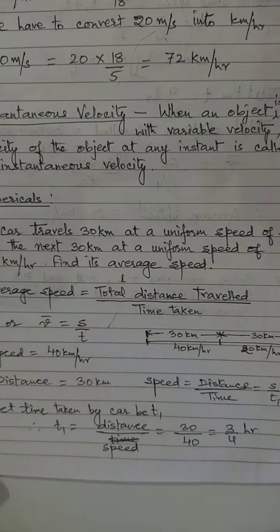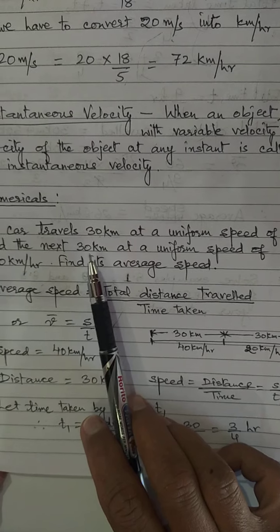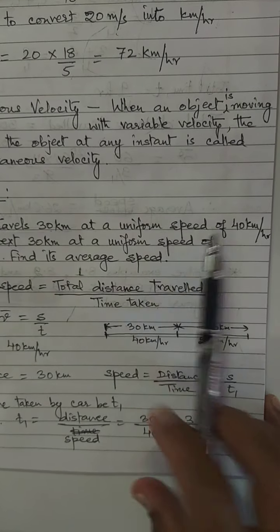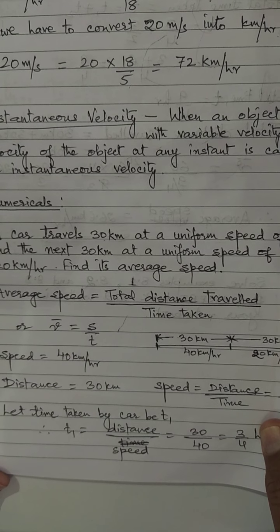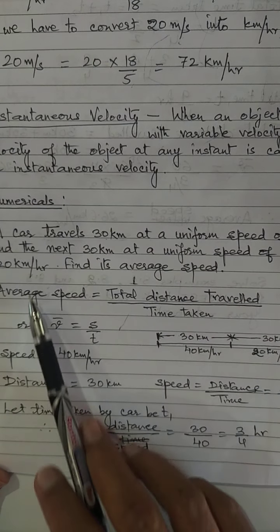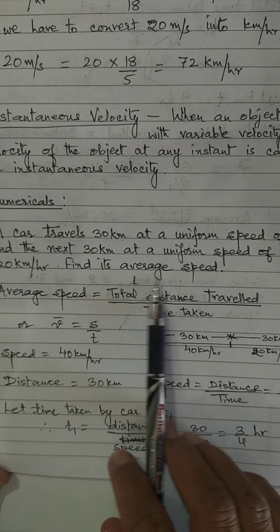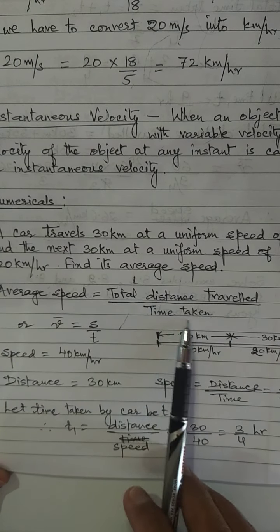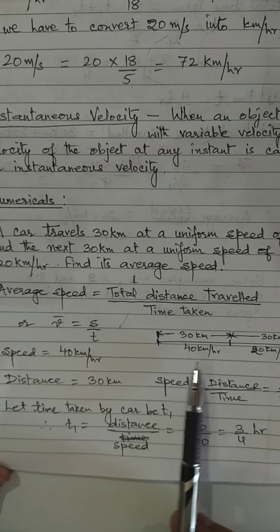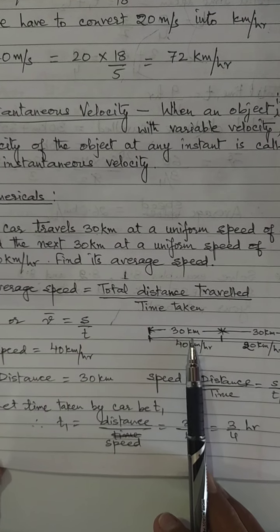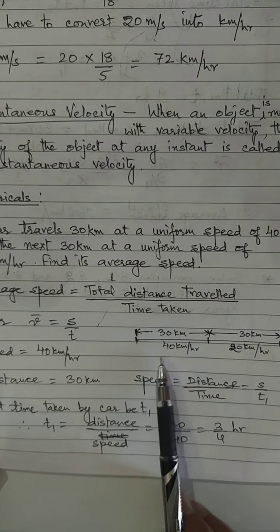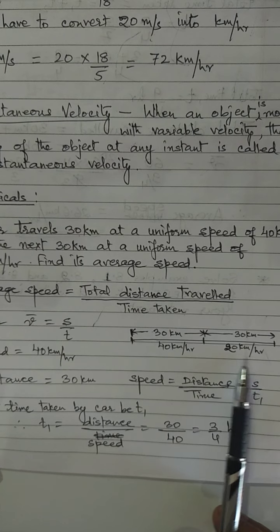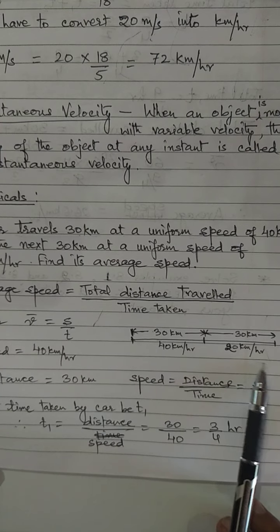Next numerical is a car travels 30 km at a uniform speed of 40 km per hour and the next 30 km at a uniform speed of 20 km per hour. Find its average speed. We know average speed is equal to total distance traveled divided by time taken. So first it covers 30 km at a speed of 40 km per hour, next 30 km at 20 km per hour.